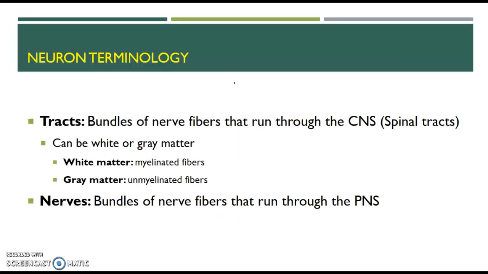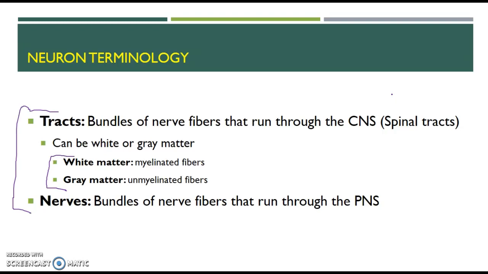Okay, tracts and nerves. Once again, these are pretty much the same thing, but different locations. Tracts are basically nerves that are found in the CNS, and we're really talking about spinal tracts here. So up and down your spinal cord, you have tracts that basically act as a highway of information traveling up and down the CNS. And they can be either white or gray matter, and this is actually a huge concept right here, the difference between white and gray matter. When you look at white matter in the brain or the spinal cord, it's going to mean that it has myelin surrounding it. And if it's gray, that's going to mean that it's unmyelinated.